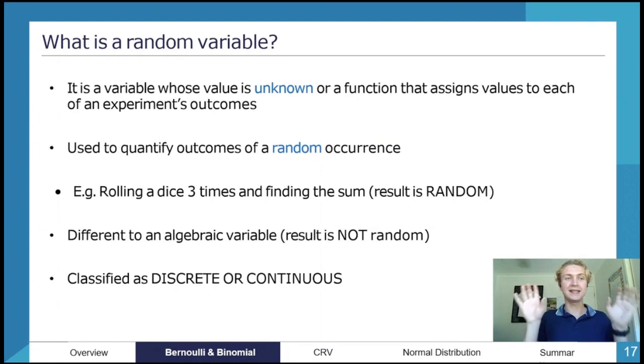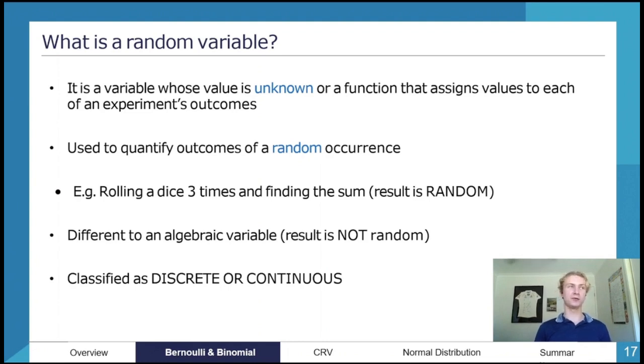Okay, what is a random variable? A random variable is a value whose value is unknown, or it's even a function that assigns values to each of the experiment's outcomes, such as probability density functions. So it's used to quantify occurrences of a random occurrence, e.g., rolling a dice 3 times and finding the sum. The result is random. We don't affect that. That's not controlled. There are no factors that play into it. Or there are, but essentially we average it to be random.